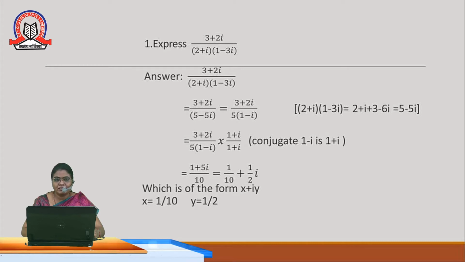Taking 5 as common, in the denominator we get 5 into (1 minus i). 1 minus i is a complex number. We are taking the conjugate of that. 1 plus i is the conjugate of 1 minus i. Multiplying numerator and denominator, the value will not change. Therefore, we are doing that procedure. Now multiplying (3 plus 2i) into (1 plus i), we get the answer 1 plus 5i.